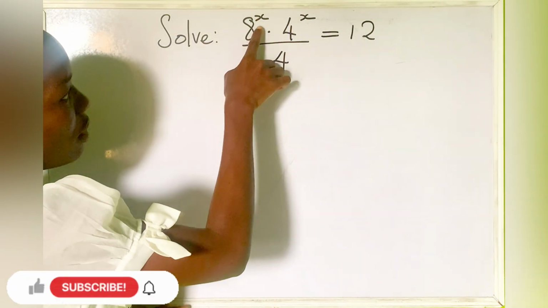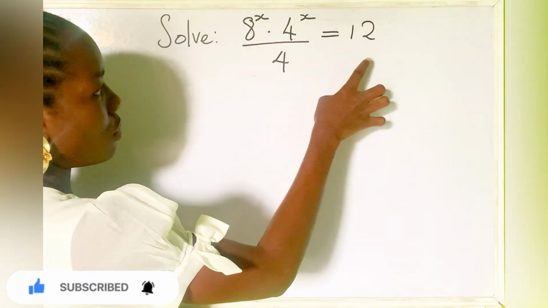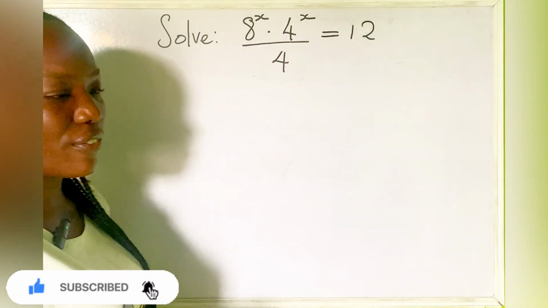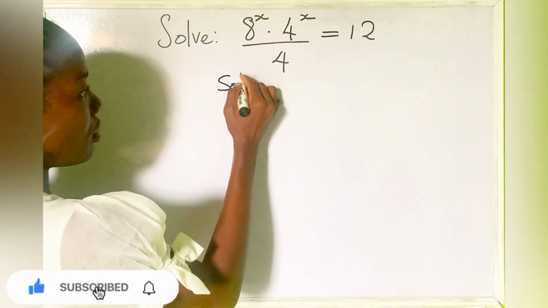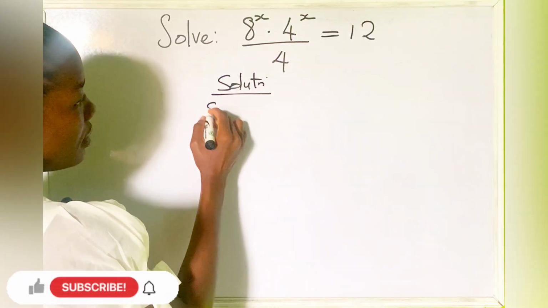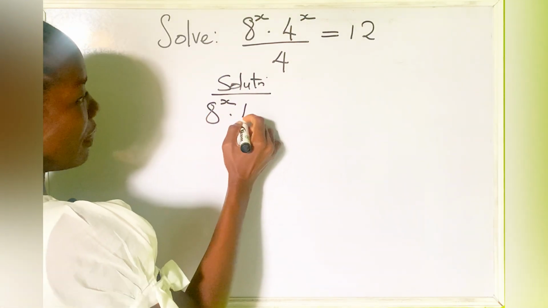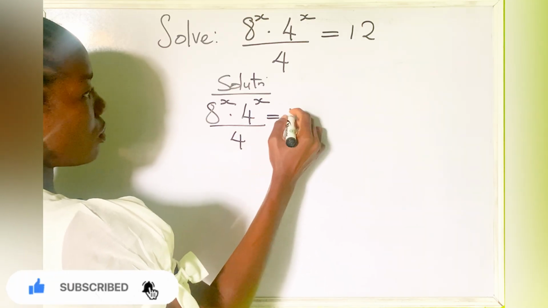We have 8 to the power of x multiplied by 4 to the power of x, all over 4, is equal to 12. We are asked to find the value of x in this equation. We are looking for the value of x. So we say solution: 8 to the power of x multiplied by 4 to the power of x over 4 is equal to 12.